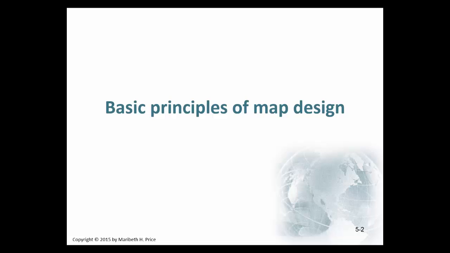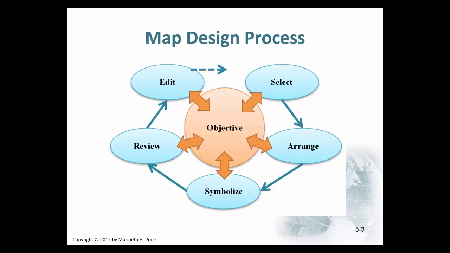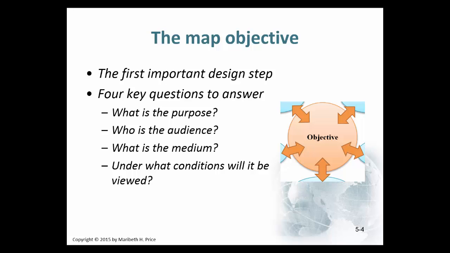There are some basic principles of good map design which these slides will help us better understand. This flowchart is helpful during the map design process. The central ideal is the objective of the map. Based on the objective, what data do you select? How is it arranged? What symbols are best? How do you review it? And finally, make your final edits.